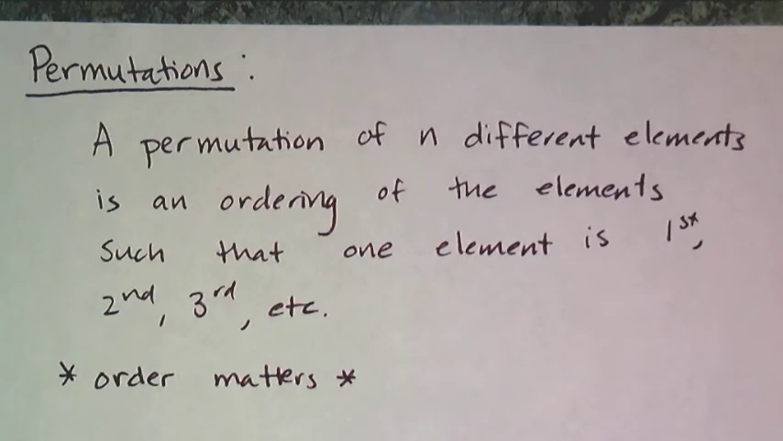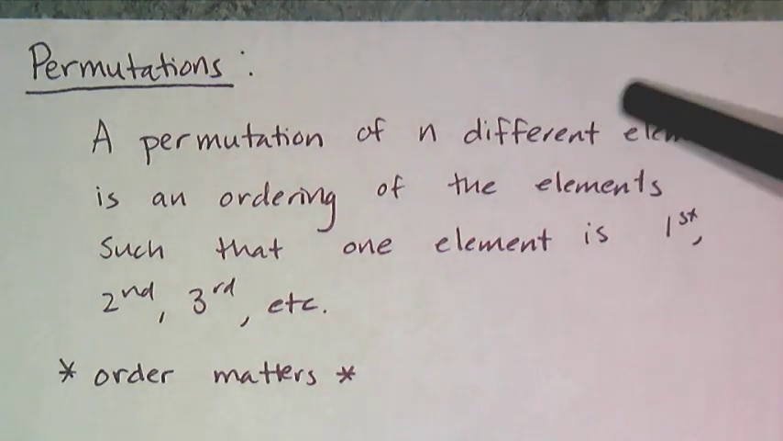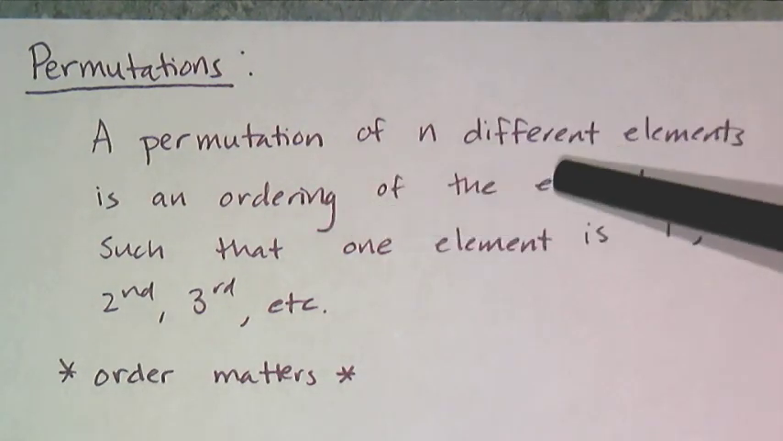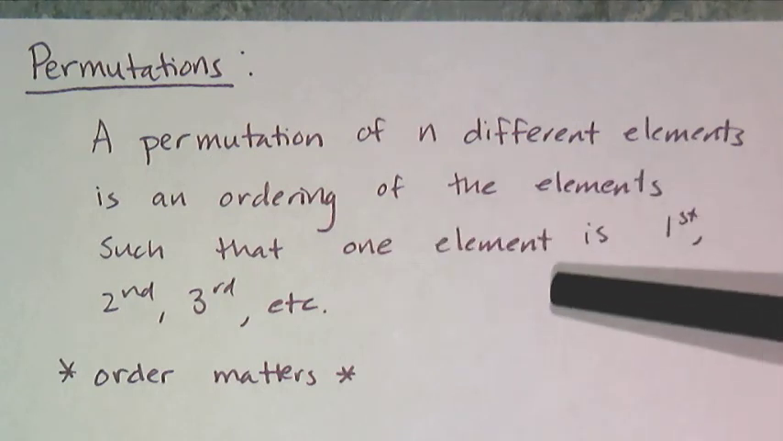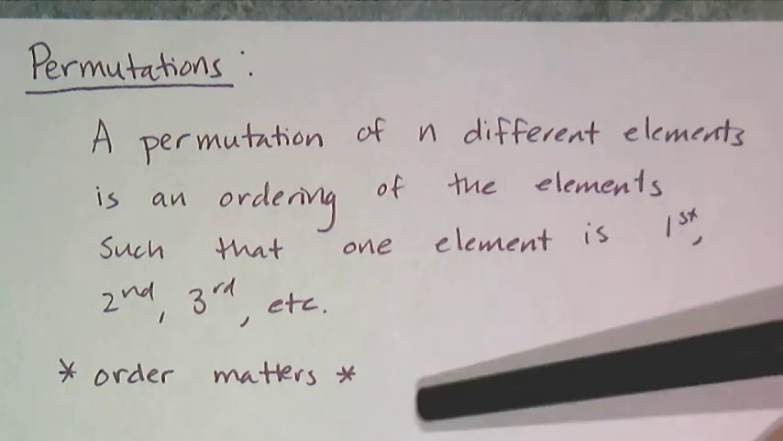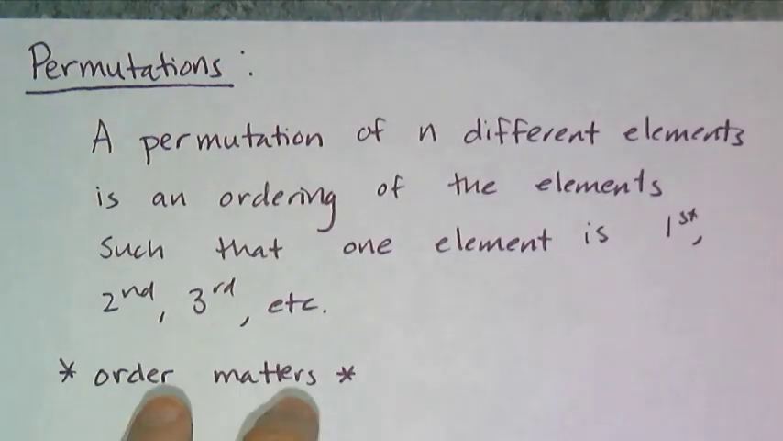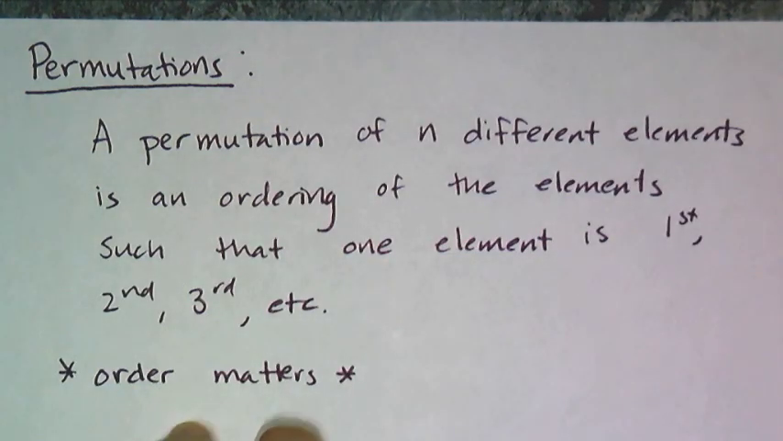So one of the fundamental questions of counting or combinatorics is whether or not order matters. So we're going to look at the case where order matters first. And order matters when we talk about these things called permutations. A permutation of n different elements is an ordering of the elements such that there is a first, second, and third place. That means order matters. So what I put in the first position makes a difference, because that's the way permutations work.